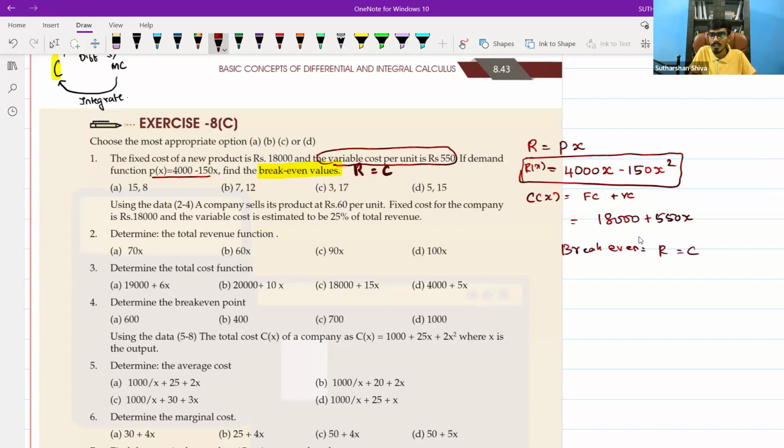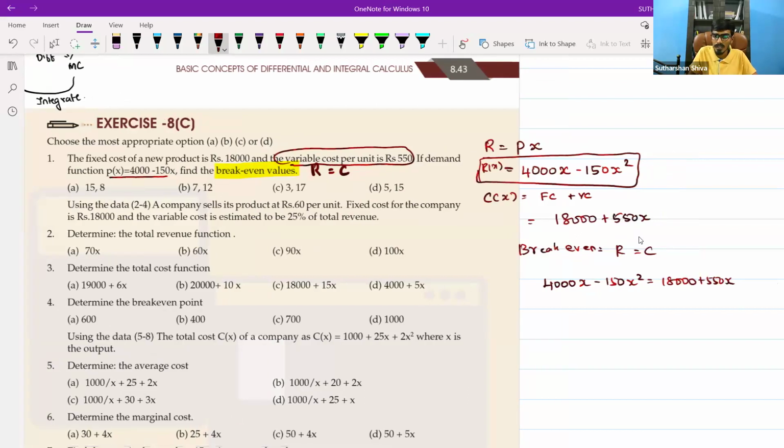So if I equate, break-even sales is nothing but R equal to C. That is 4,000X minus 150X square equal to 18,000 plus 550X. If I equate this, what value will I get? I take 150X square to the opposite side, and subtracting 550 from 4,000, I get minus 3,450X plus 18,000, simplified, equal to 0.